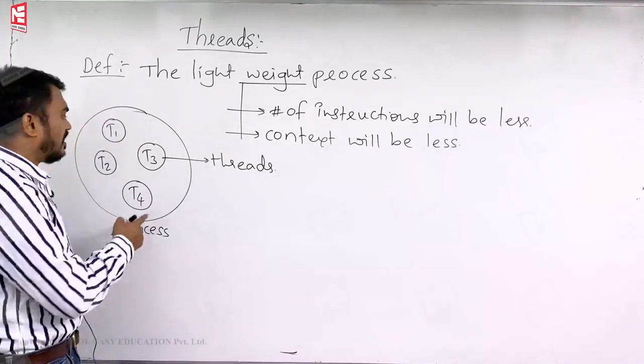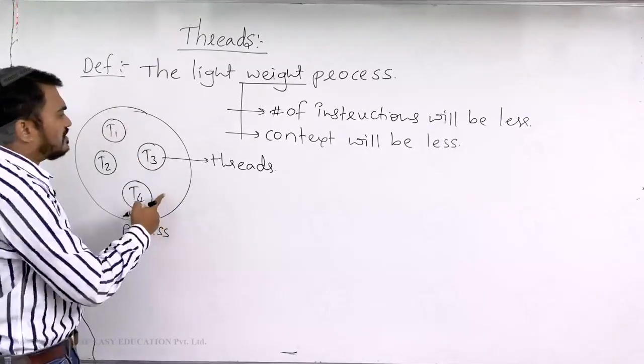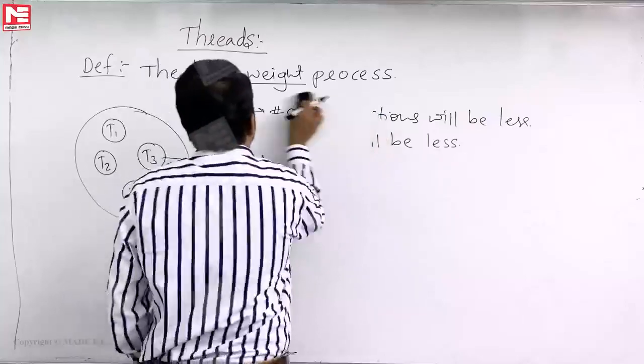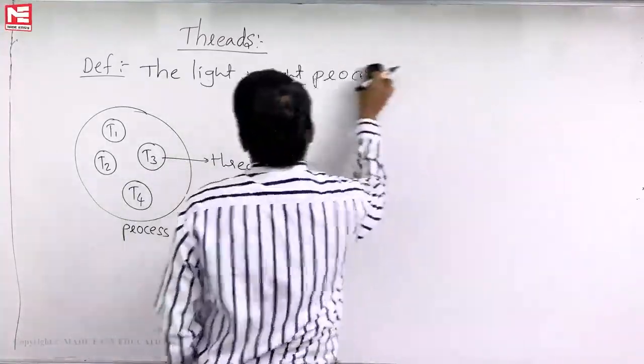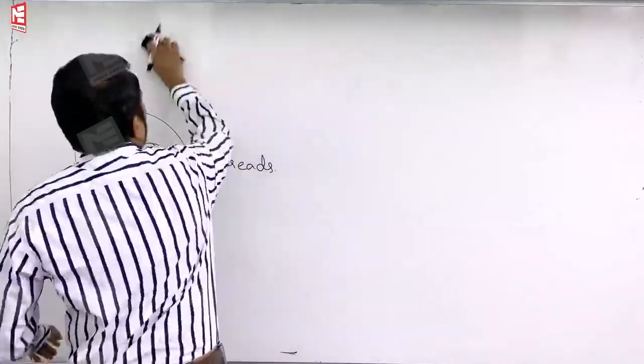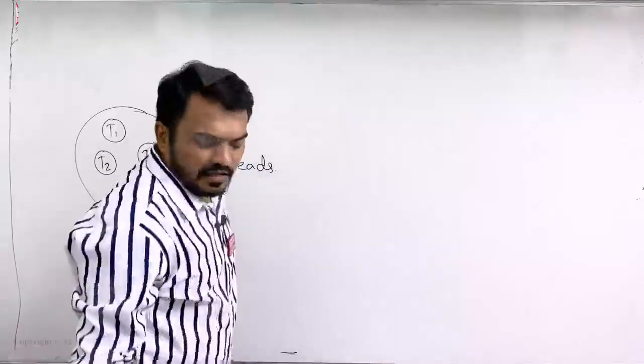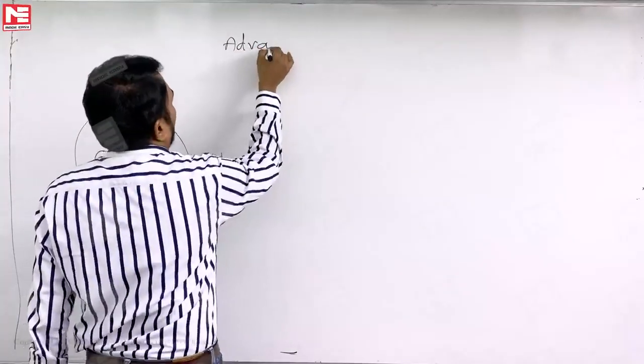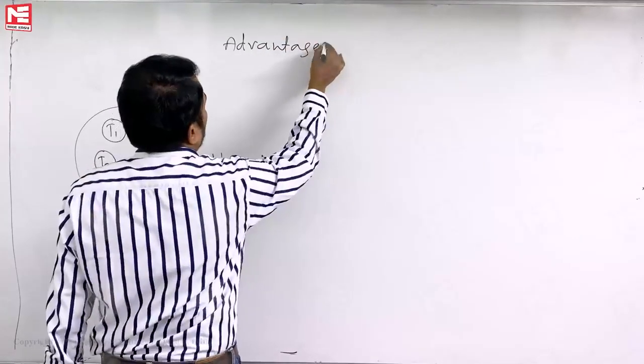The answer is not just to say that if you have a large process like this, you divide it into multiple threads. So why are you dividing it like this? What are the advantages of threads? Let's try to understand. Next, keep the heading: advantages of threads. Note down advantages of threads.